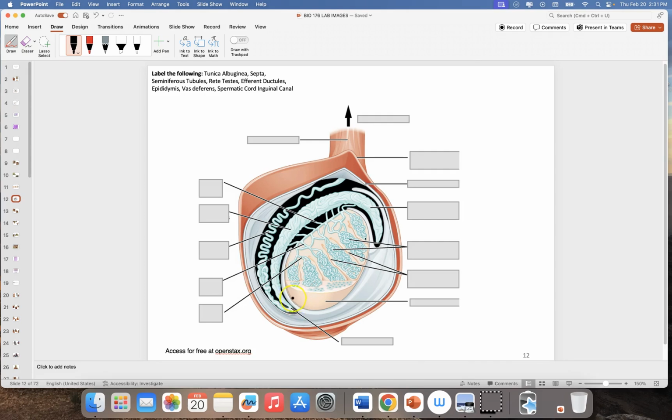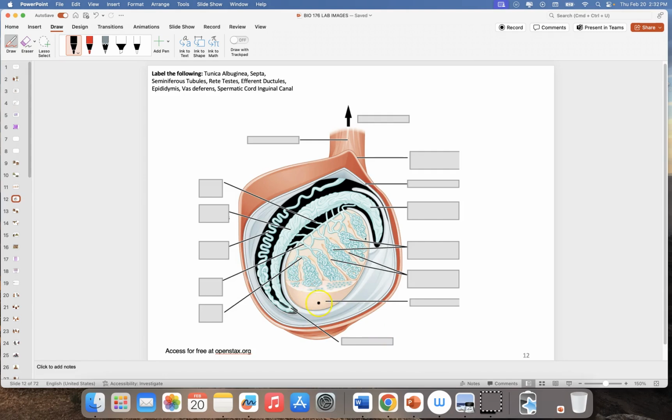What we're looking at here is one testis. Here we can see one of the testes, and it has been cut open and the scrotal cavity has been cut open. That way we can see additional internal structures that we haven't talked about yet.